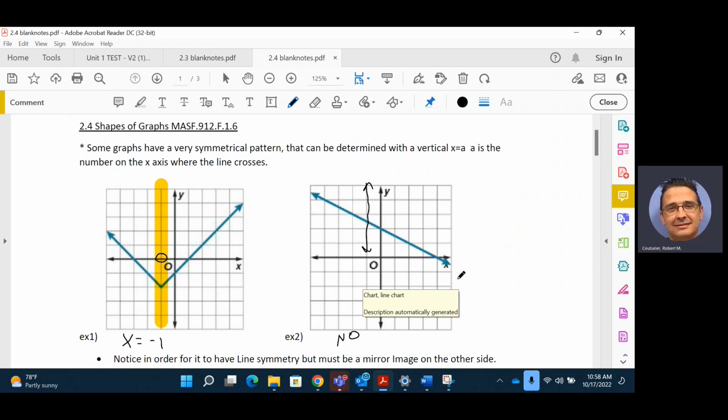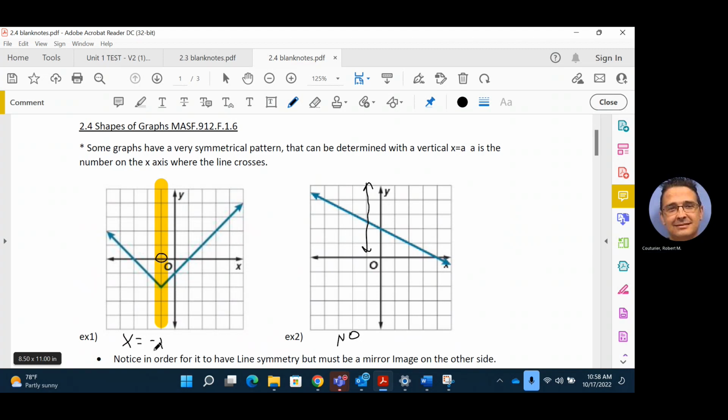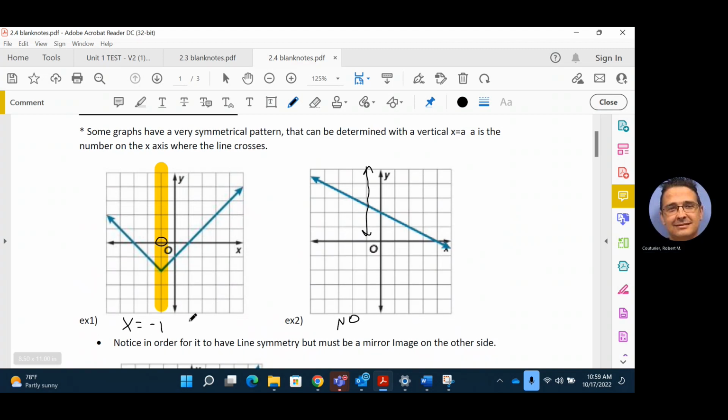I think that's a pretty easy concept for us to get. Human beings are generally drawn to symmetry. The hard part is writing this equation. And where does that line of symmetry intersect the x-axis? What is its x-intercept? -1. X equals -1. That's how we write it.